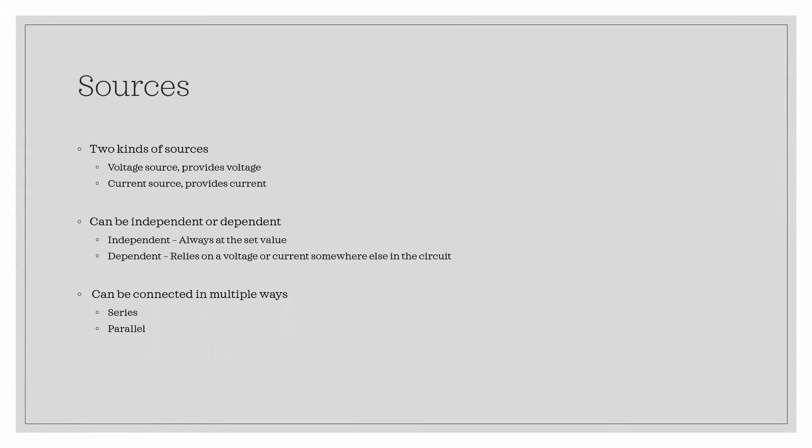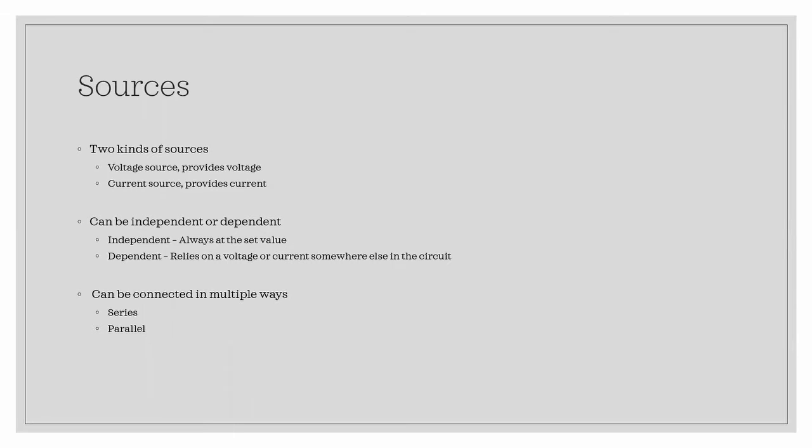There are two kinds: a voltage source, which provides voltage, and a current source, which provides current. And we can have independent or dependent sources. Independent sources always strive to provide whatever value they are set at. For instance, a voltage set to 5 volts will always provide 5 volts across its terminals, regardless of what else is happening with the circuit. And a 3 amp source will always maintain 3 amps across its terminals, regardless of what else is happening in the circuit.